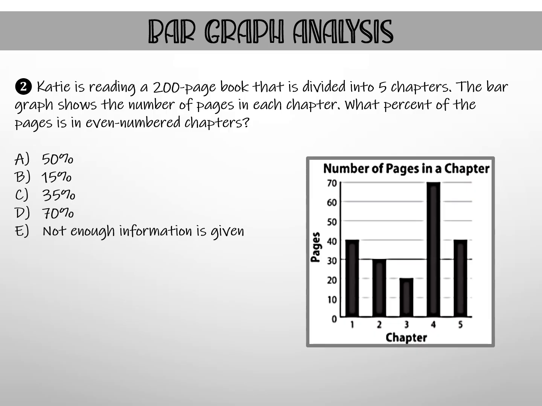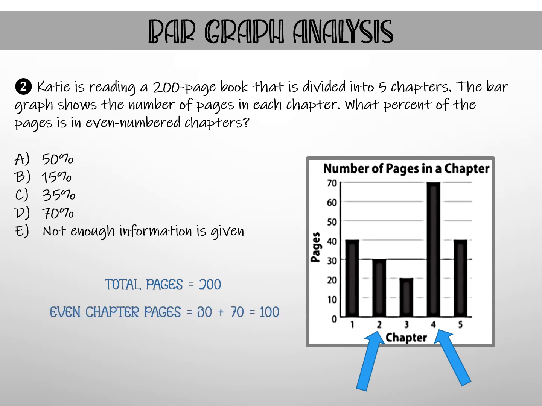Another example. Katie is reading a 200-page book divided into 5 chapters. The bar graph shows the number of pages in each chapter. What percent of the pages is in even numbered chapters? So there are 2 even numbered chapters, 2 and 4. And remember, the total number of pages is 200. So if we add those 2 together, the 30 and 70 is 100. And we want to know the percent that are even. So we're going to have to divide the 100 by 200, the total, and we're going to get 50%.